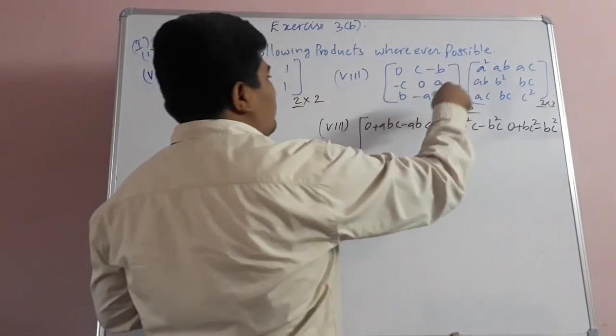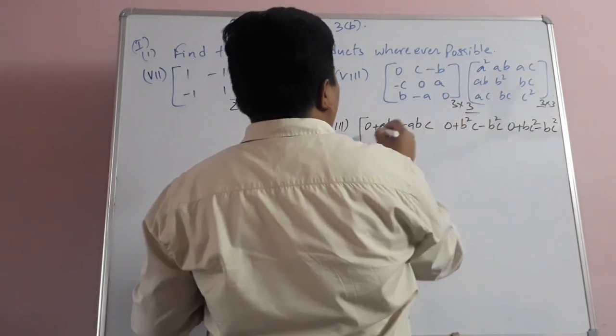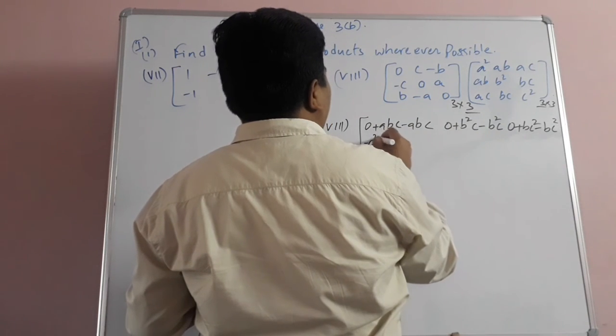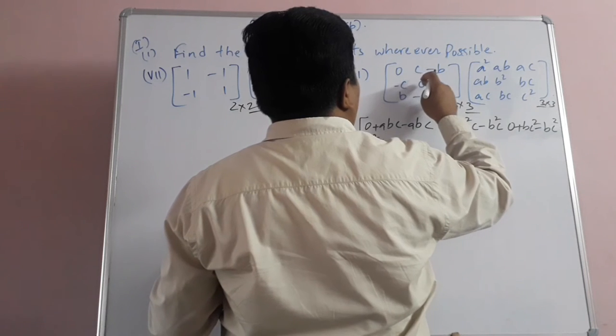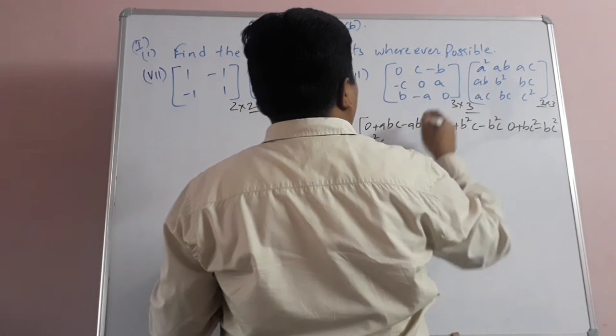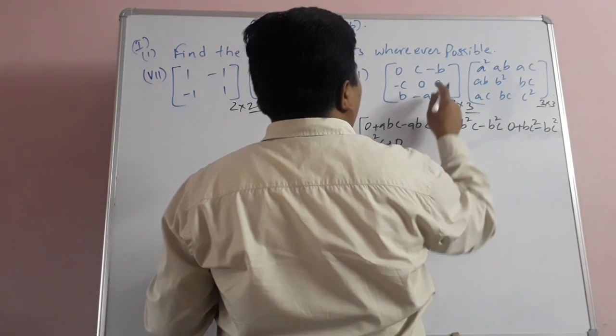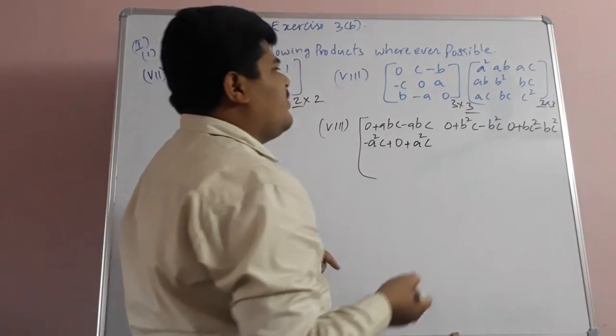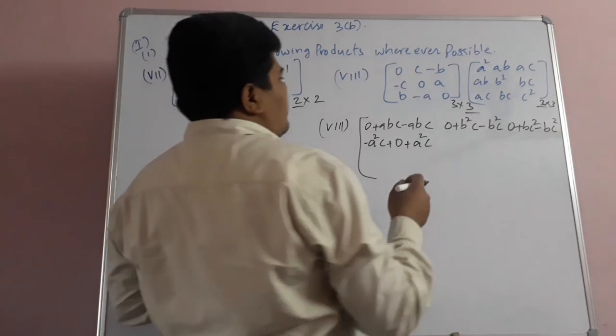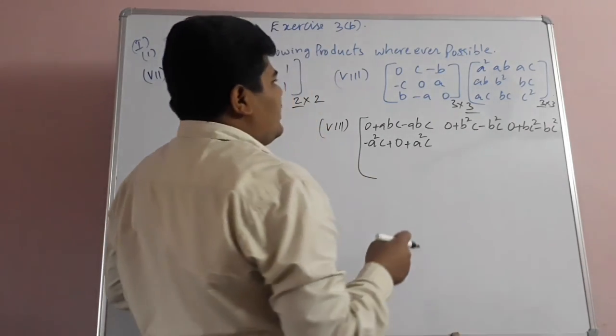Okay, now second row, first column. Minus C into A square, minus A square C. 0 into AB is 0 only, plus 0. A into AC is plus A square C. So plus into minus is minus, and plus into plus is plus, that we know very well.